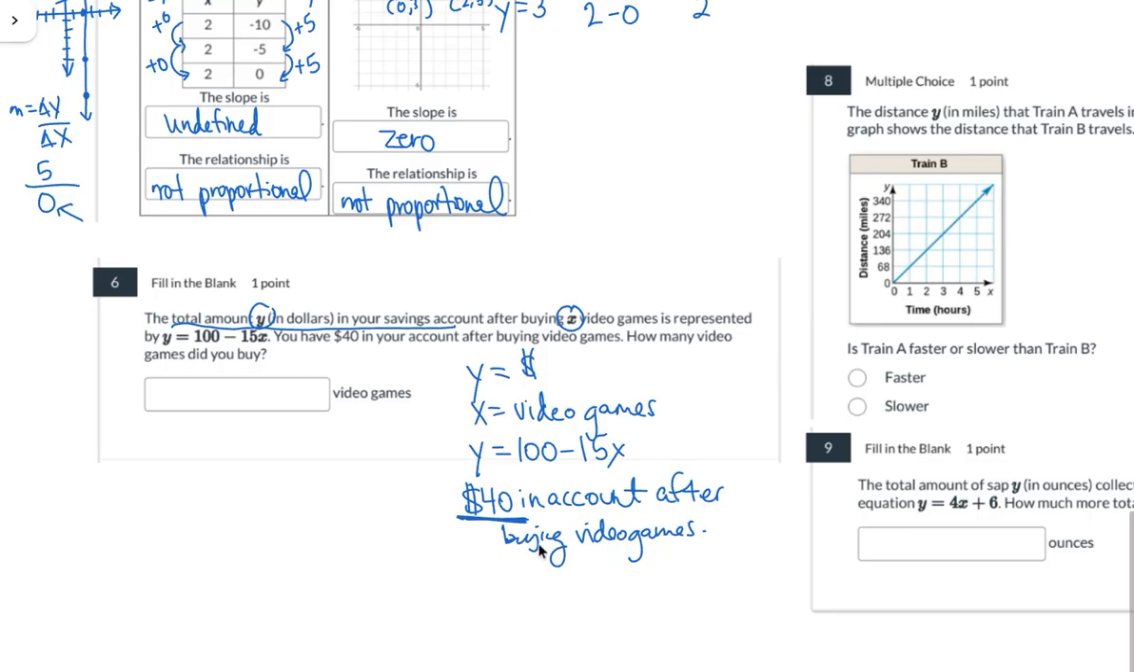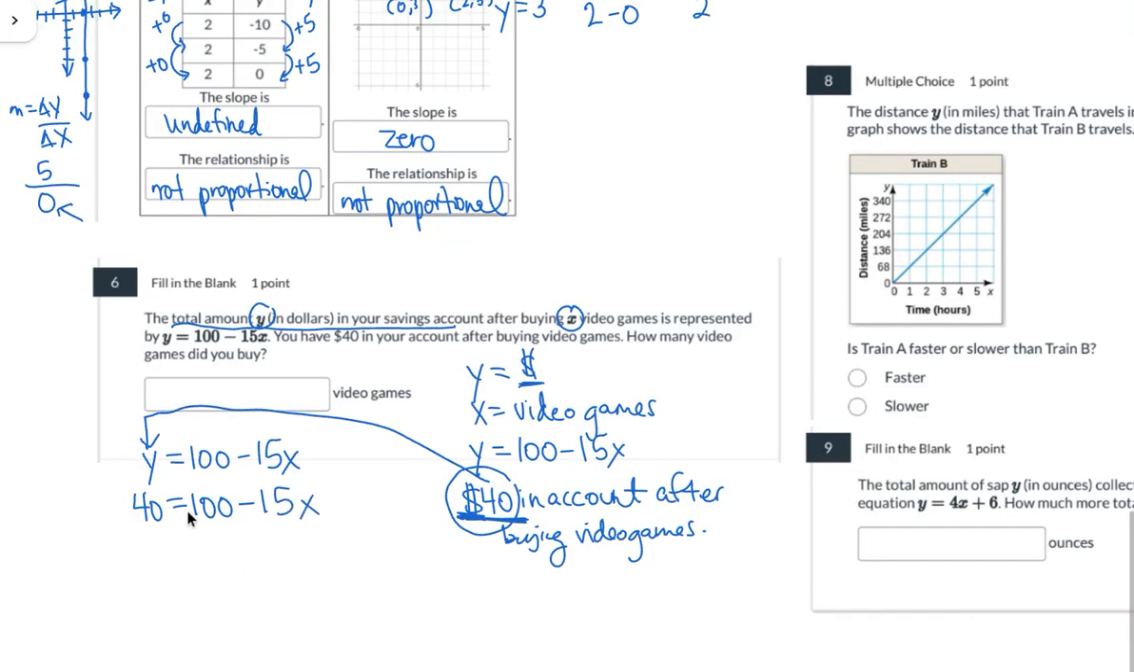And so now we're going to end up solving this to be able to figure out how many games did you buy. Okay, so we could say y equals 100 minus 15x. I would ask, where does the 40 go? Am I going to plug this in for x, or am I going to plug this in for y? Well, I look at the units, okay? I say this is dollars, and y is dollars. So I'm going to plug this 40 in right here. So I'm going to say 40 equals 100 minus 15x.